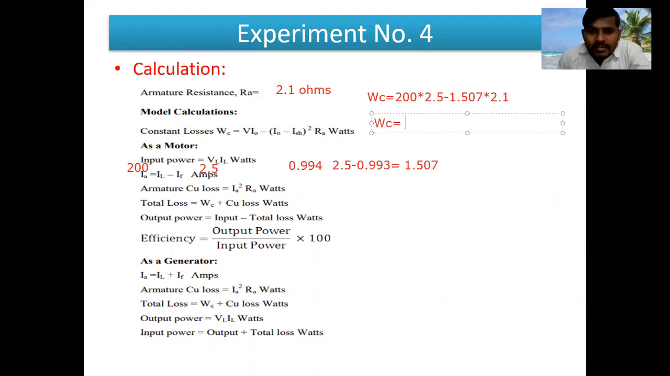WC is equals to, that is constant loss. WC is equals to 496.83 watt. राईट. हे काय झाले, WC कॉन्स्टंट लॉसेस आपण कॅल्क्युलेट केले. आता हे जे काय एकदा केलेले कॉन्स्टंट लॉसेस हे ऑल अज्युम केलेल्या लोड साठी कॉन्स्टंट राहतील.